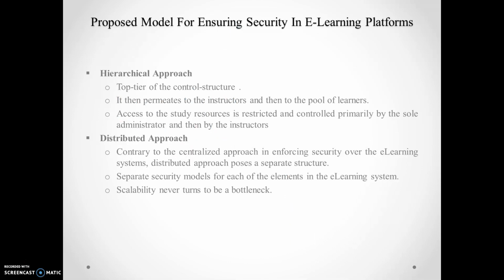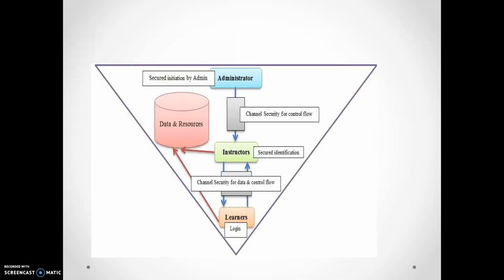Based on this classification, the next step was the proposed model for ensuring security in an e-learning platform, where two approaches are presented. One is the hierarchical approach. Hierarchical holds the system administrator at the top tier of the control structure, and it then permeates to the instructor and then to the pool of learners, so that resources are restricted and controlled primarily by the sole administrator and then passed down to the instructor. That is a hierarchical model, which is initiated by the admin, then goes to the second level, which is the instructor, and from there it goes to the learner level.